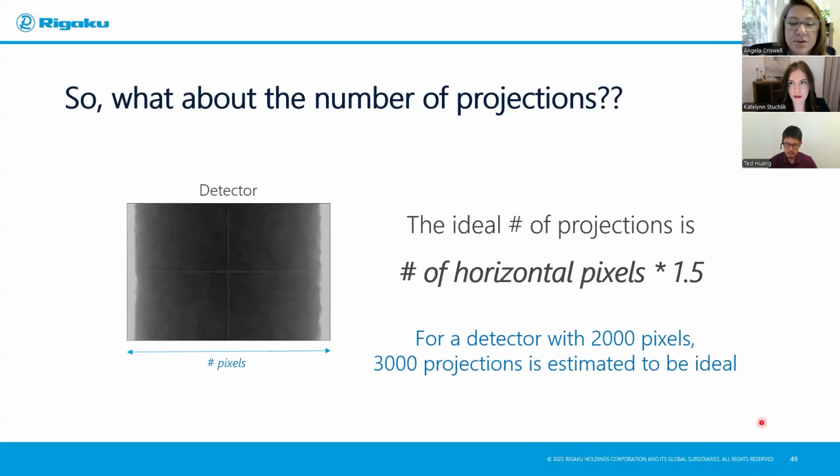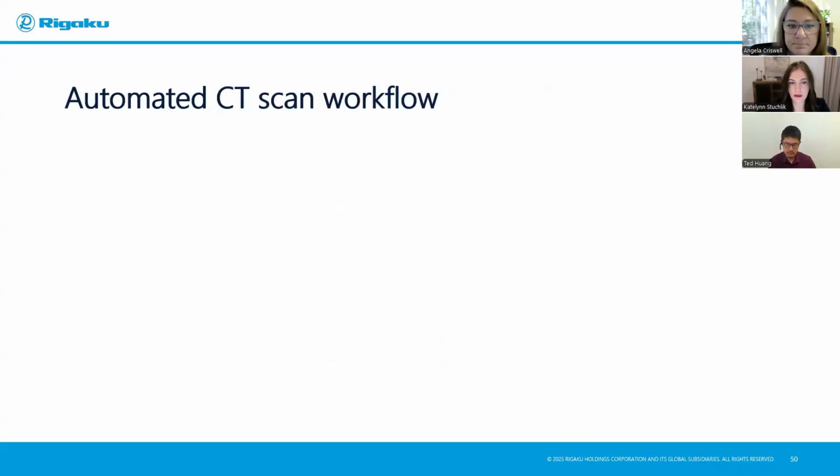But again, this is also something you want to test. There are several journal articles that address the number of projections based on different scan goals, and it turns out they can be lower or maybe even more. So you want to investigate that with a few scans of your own.